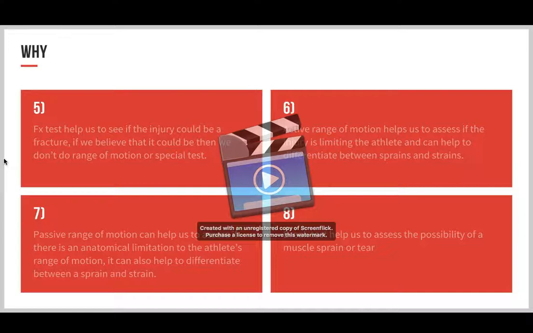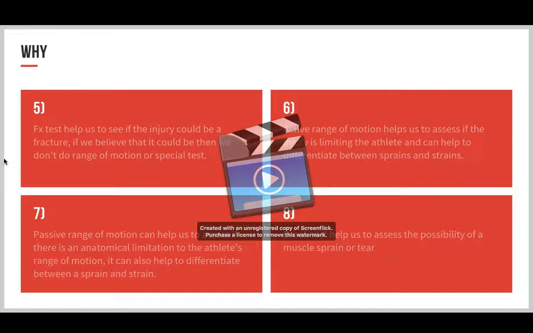It helps us to assess if the injury is limiting to the athlete and can help to differentiate between sprains and strains. Not as much with active, more so with passive and resistive, but active range of motion definitely can tell us if the pain is limiting a player in their walking and possibly in the playing, practicing, whatever that they're doing.